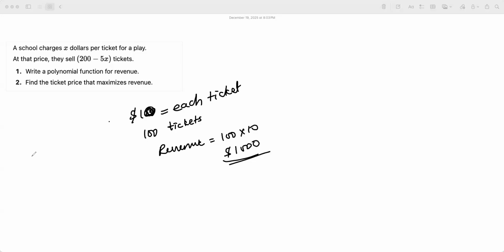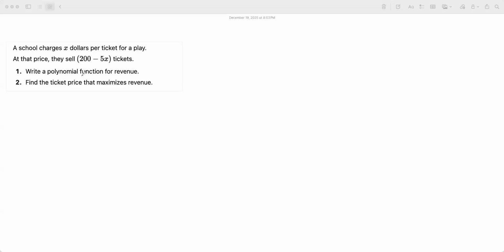So you know how to calculate revenue already. If you put it in simple terms, you know how to calculate revenue. But here it becomes a polynomial. So how do we write out revenue in terms of x?